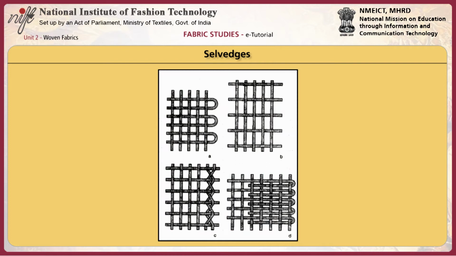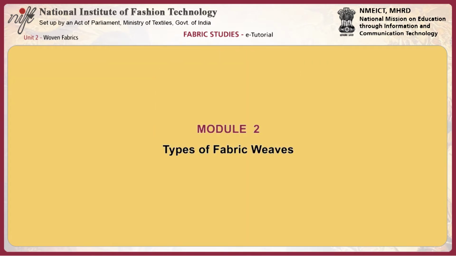The warp yarns are parallel to the fabric edges called the selvages. Selvages are more compact than the body fabric, and run along the length of the cloth for about quarter to half-inch width. This module focuses on the three basic types of fabric weaves: plain weave, twill weave and satin weave. It also explains how woven fabrics are classified based on their weight.